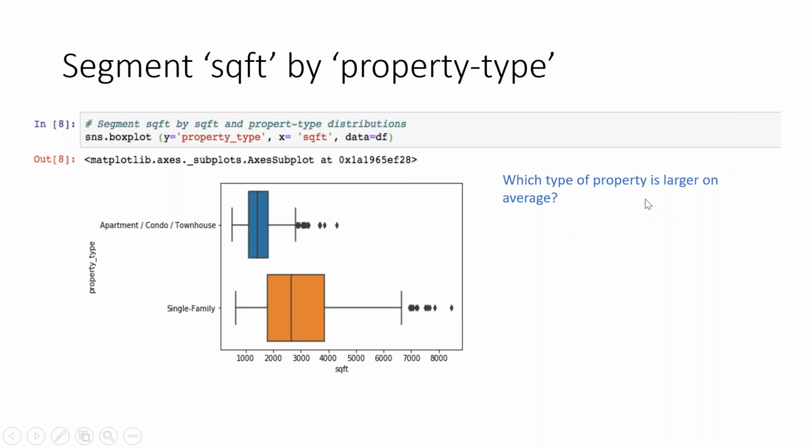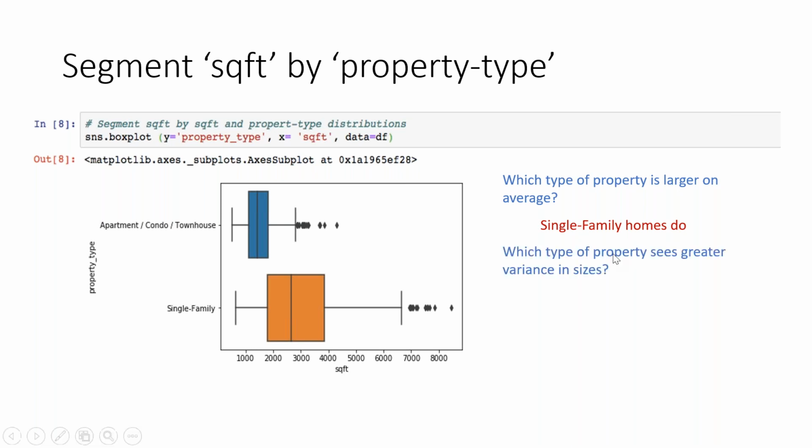So now, which type of property is larger on average? You have to answer for me. Is a single family home, an independent house, larger on average? Single family, independent homes, single family homes. That is how Americans call them. So we are answering single family homes. It's common sense.